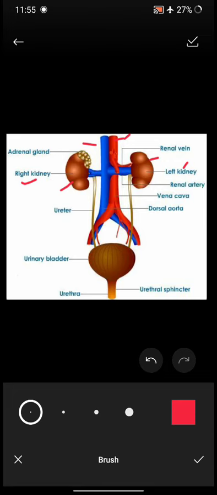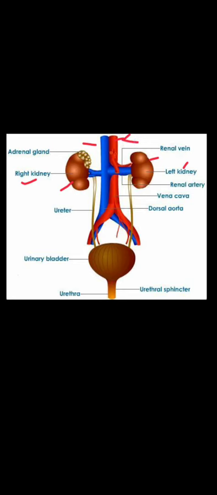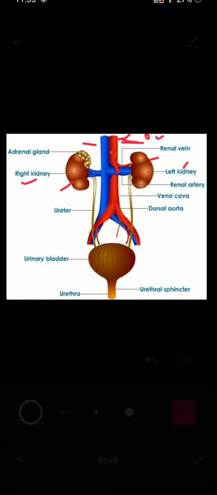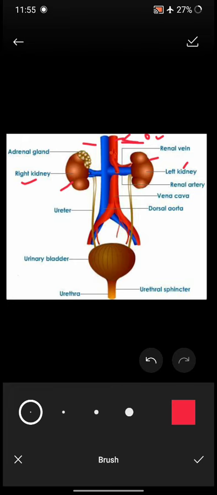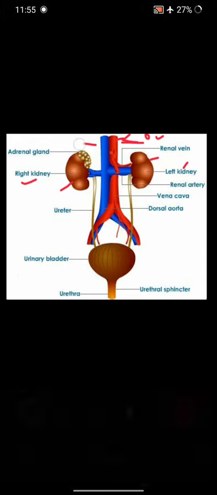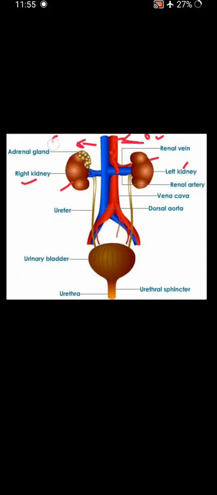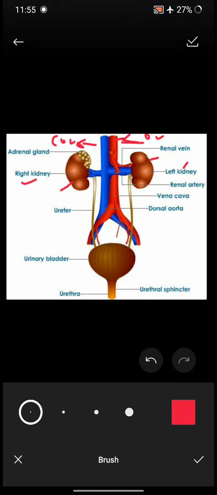So what is the function of this aorta artery? This red colored tube like structure, the aorta artery, brings in the oxygenated blood from the heart to the kidney, and this blue colored vein, the inferior vena cava, carries deoxygenated blood to the heart.